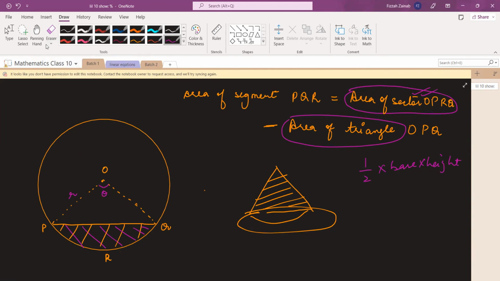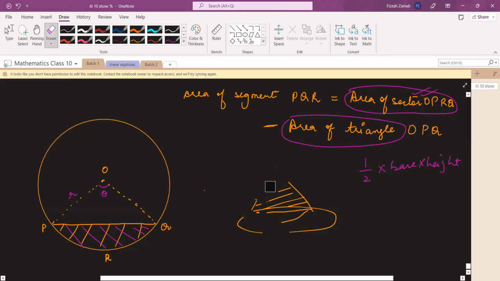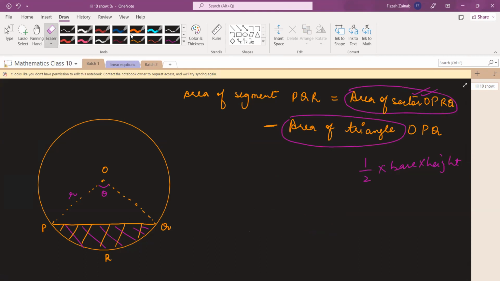Now come to the area of the triangle. Let us see how to find it here. Half base into height. What is the base of this triangle? PQ, right? Okay. So the base is PQ. And what about the height of this triangle? This height we don't know, right? So we will make use of trigonometry here. Let me call this point L. I'm dropping a perpendicular, so that means this angle is now only theta by 2. Is that understood?